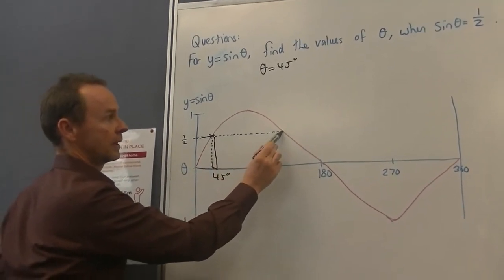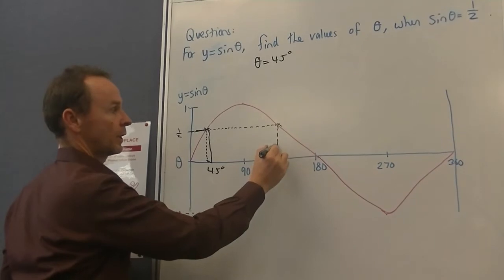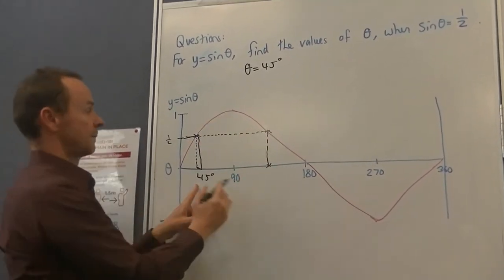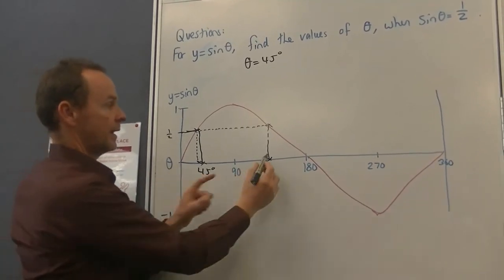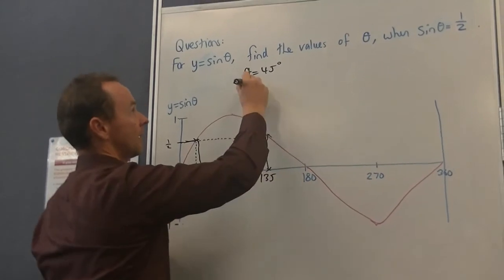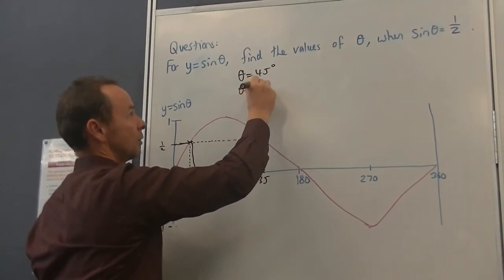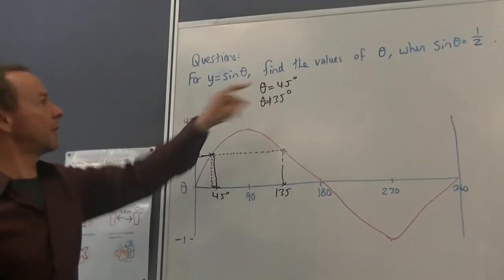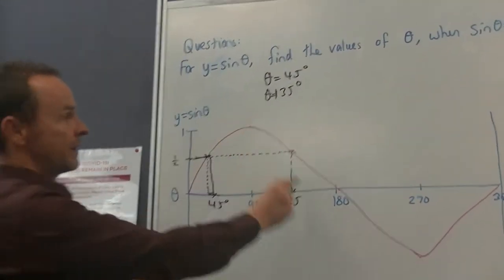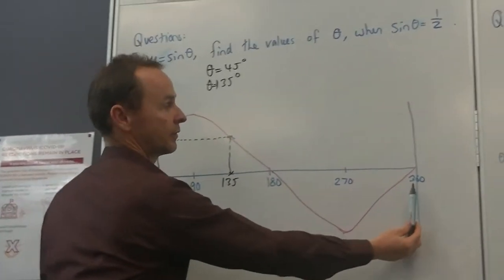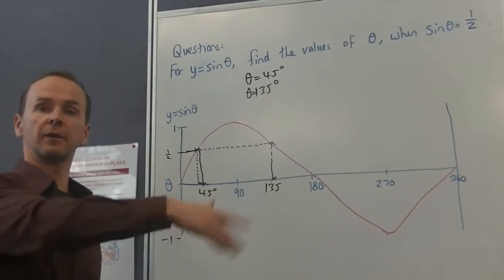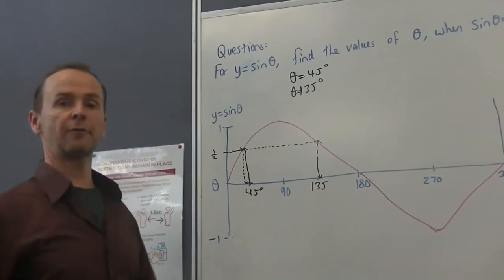So we go across and we hit this point here, we go down again, and it's actually the same, these are symmetrical graphs. So if that's 45, halfway between there, is actually halfway there. So 90 plus 45 is 135. So theta is equal to 45 degrees and also 135 degrees. Because there's two solutions within that period of 0 to 360 degrees. If you continue this graph on, then you get more solutions indefinitely, depending on how long your graph was.